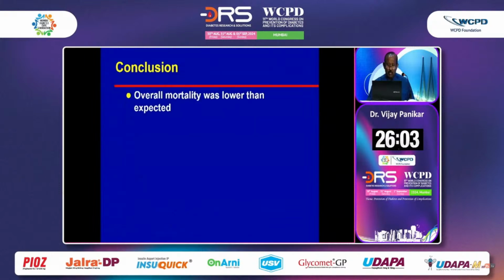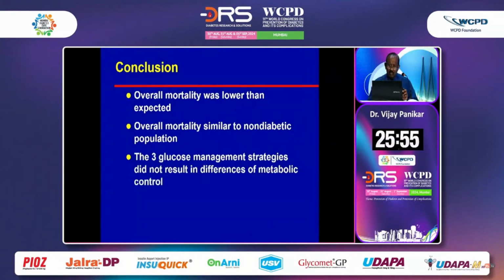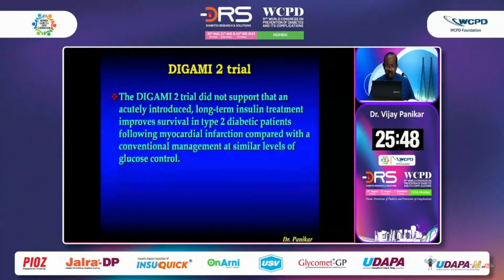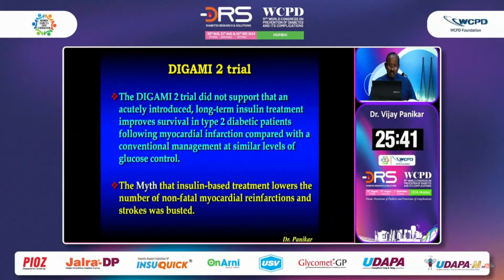What did they find? Overall mortality was lower than expected. Overall mortality was similar in non-diabetic population. And all the three glucose management strategies, whether conventional or other, as long as you maintain the glycemic control, had very good results. So what did DIGAMI 2 really tell us? The myth that insulin-based treatment lowers the number of non-fatal myocardial infarction and stroke was busted. At that time, the belief was insulin causes plaque stabilization, prevents plaque rupture. Nothing of the sort happens.